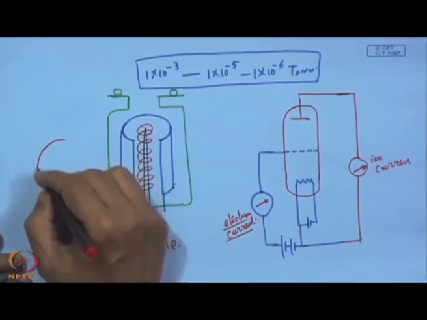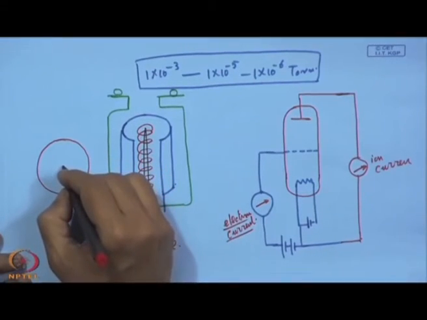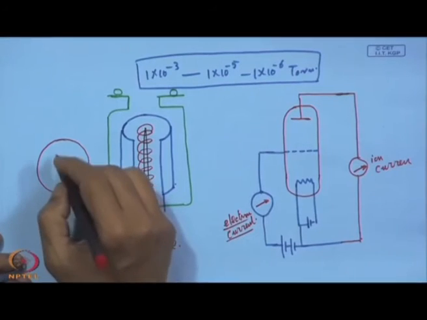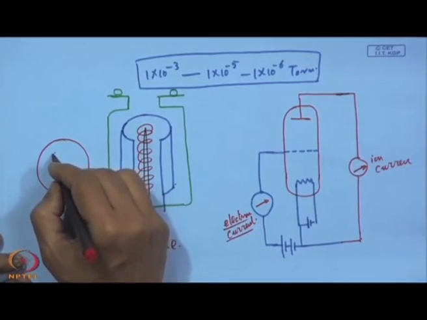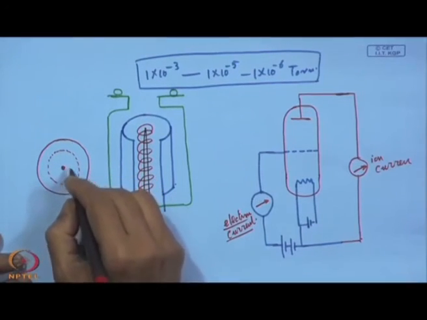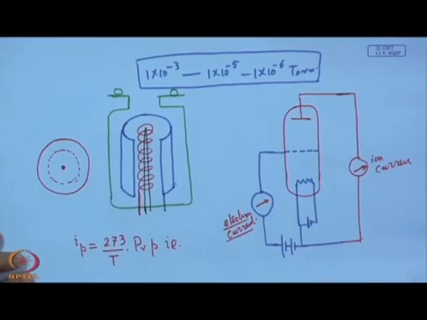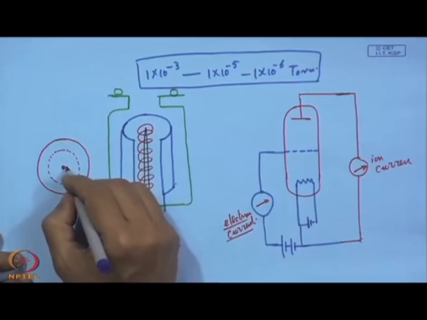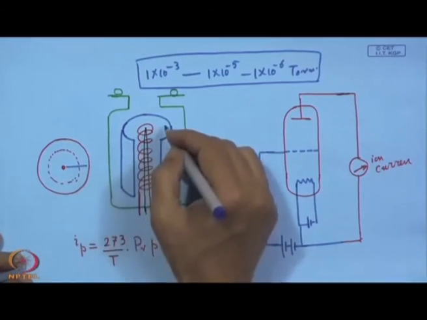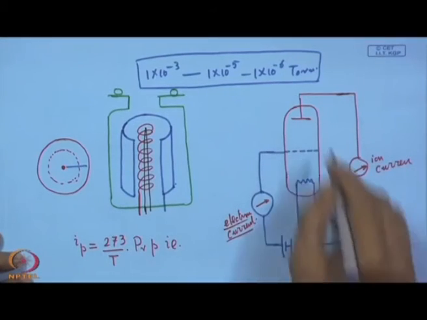So, here we have the electron collector, and from here it is emitted, and if it is not collected here, it will move like this, and go to this side which is negatively biased.